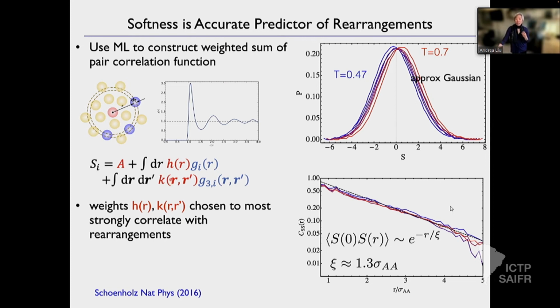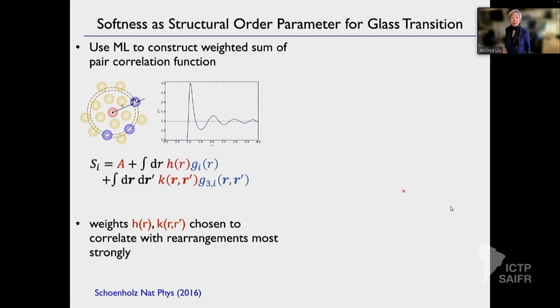So now let me tell you about the properties of softness. It's approximately Gaussian. Even as you lower the temperature, the width doesn't seem to change appreciably. It's got spatial correlations, but they're short, on the range of a particle. Okay, so, all right.